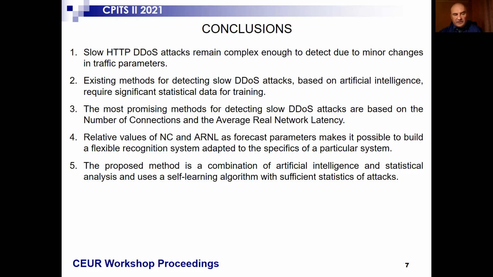Relative values of the number of connections and average real network latency as forecast parameters make it possible to build a flexible recognition system adapted to the particular system. The proposed method is a combination of artificial intelligence and statistical analysis and uses a self-learning algorithm with sufficient statistics of attacks.